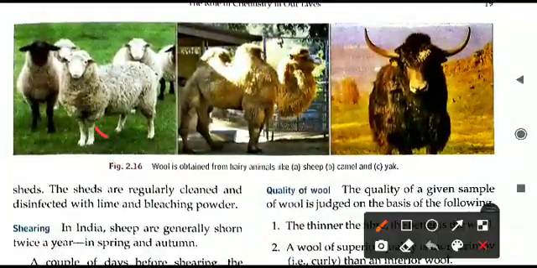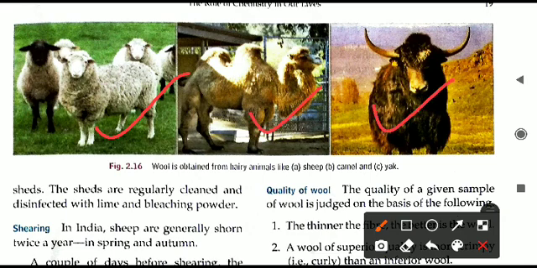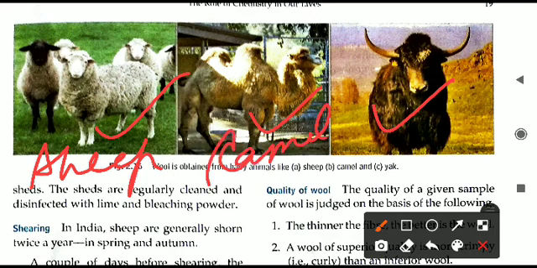So these three animals you can see: sheep, camel and yak. The first photo is the sheep, the second one is the camel, and the third one is the yak. Yak is a mountainous animal. In mountainous regions you can find it. In India you will find it in the Ladakh region. So these three animals are the sources of wool.